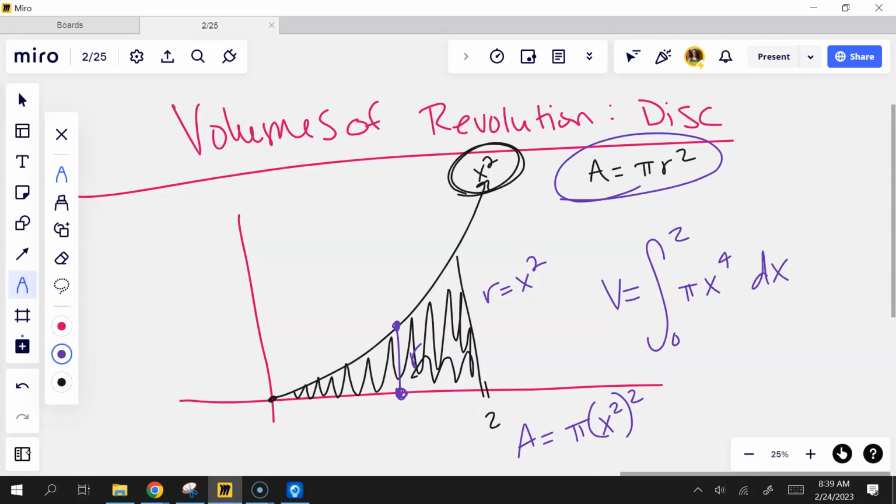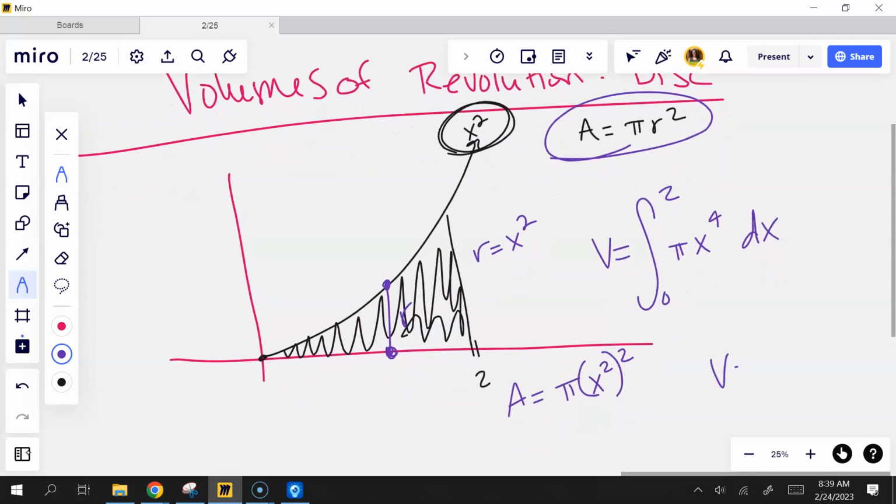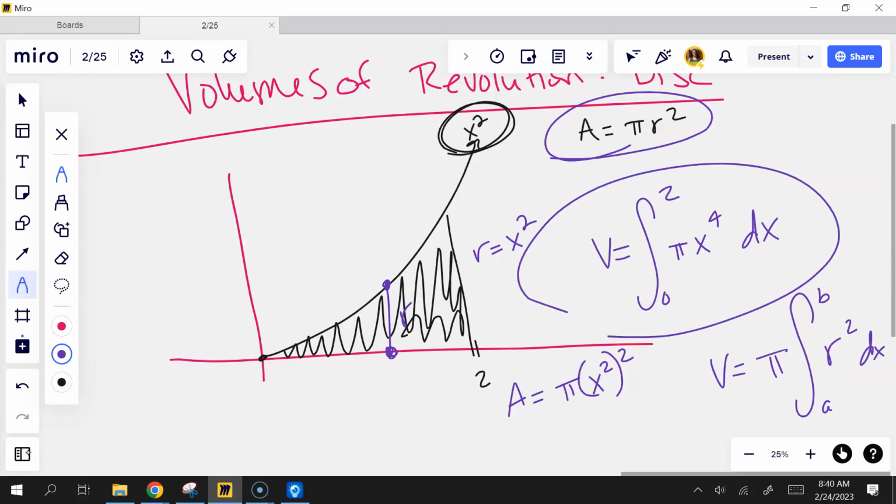So on these, a lot of times what you'll see is that volume equals, you'll pull the pi out, go from A to B, and then it's just the radius squared, whatever that radius is. I like to do it the same way we've done cross sections because we've already learned how to do the cross sections. So if you understand that it's nothing more than just the area, then that helps you understand.